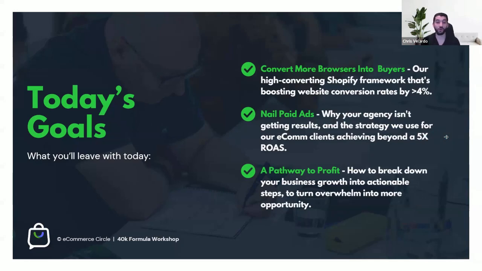And then lastly is what we call a pathway to profit. So one of the biggest things is overwhelm when it comes to e-commerce. And the best thing to overcome this is to actually nail down a solid plan over the next 90, 180, 270, 360 days to figure out exactly what are the key bits that you've got to work on to see that growth. And it's the same stuff that we do kind of day in, day out.